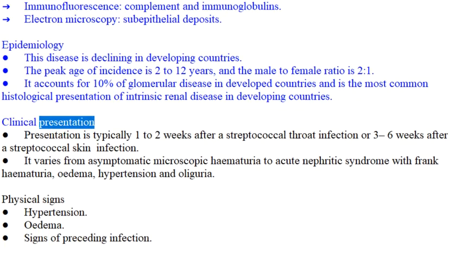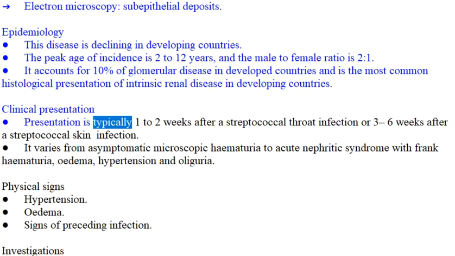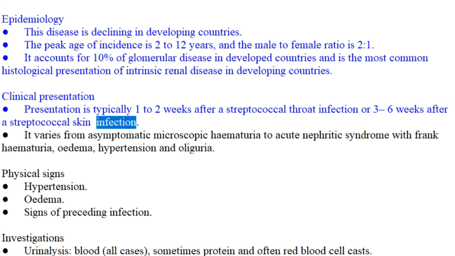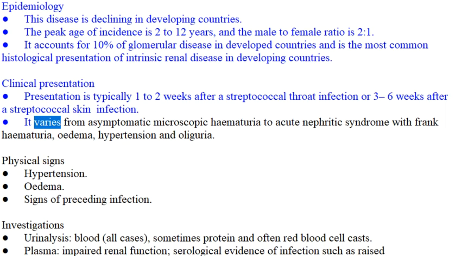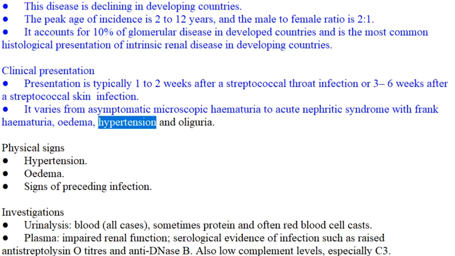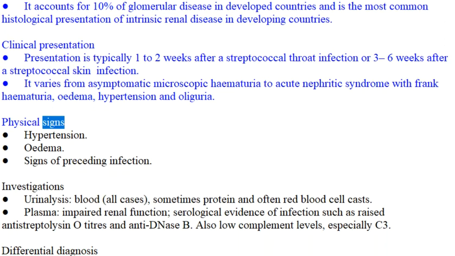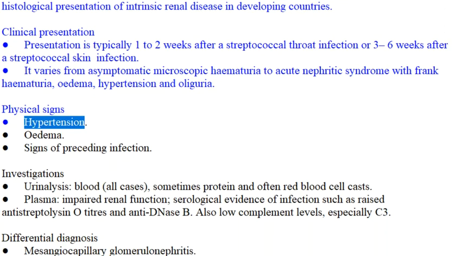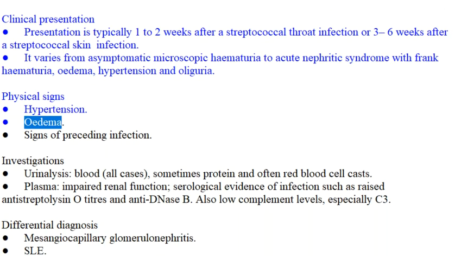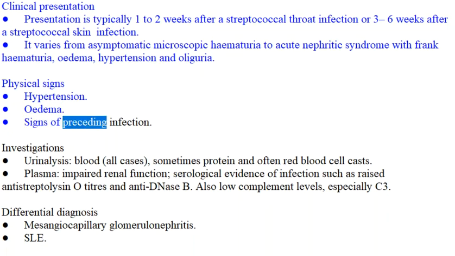Clinical presentation. Presentation is typically 1 to 2 weeks after a streptococcal throat infection or 3–6 weeks after a streptococcal skin infection. It varies from asymptomatic microscopic hematuria to acute nephritic syndrome with frank hematuria, edema, hypertension, and oliguria. Physical signs: hypertension, edema, signs of preceding infection.